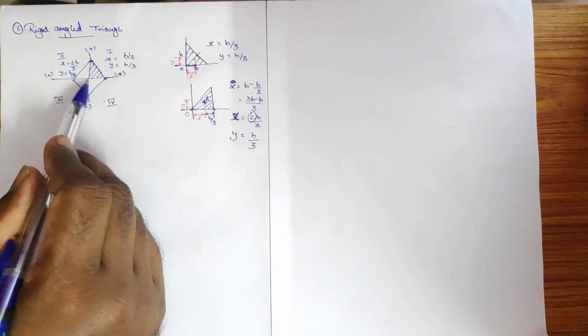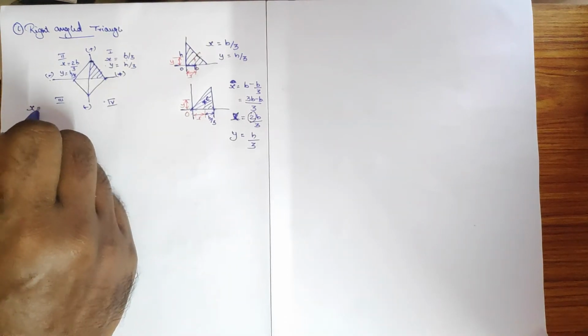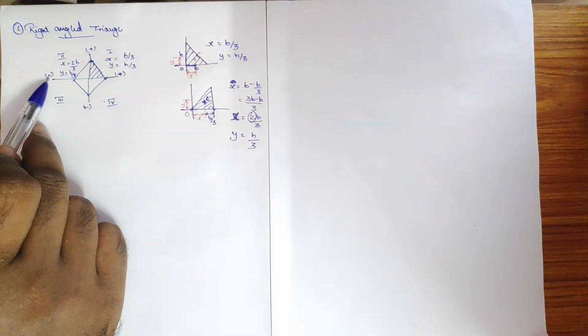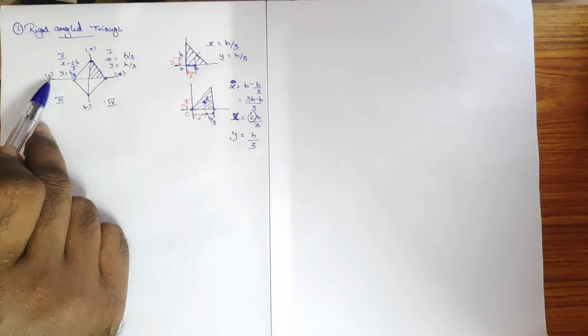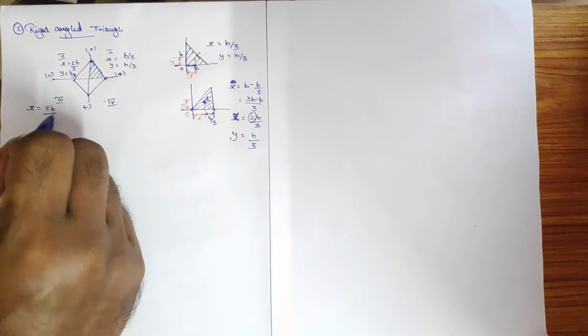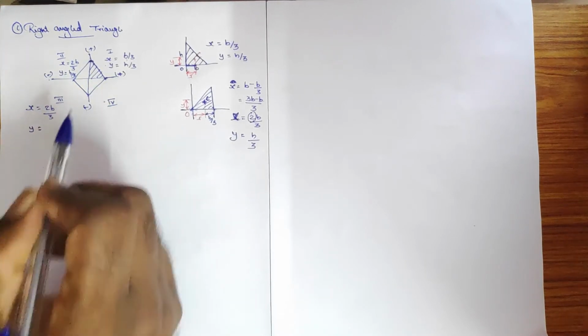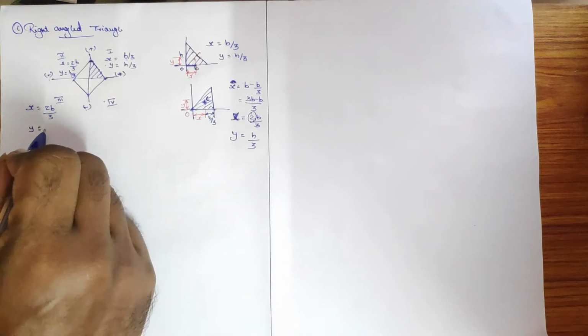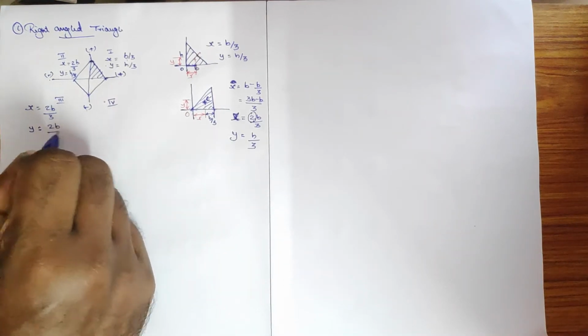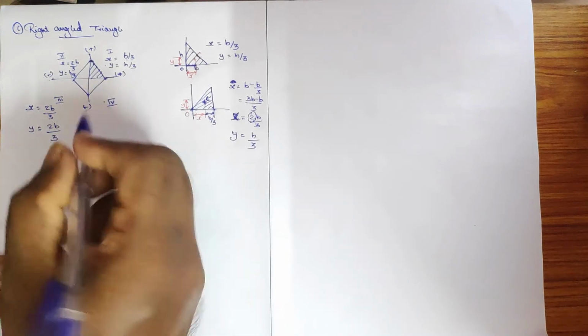For the third quadrant, if the position of the right angle triangle is something like this, then x is equal to... here, the x direction is minus, so you need to multiply by 2, so 2b divided by 3, and y is also minus, so there also we have to multiply by 2, so 2b by 3.